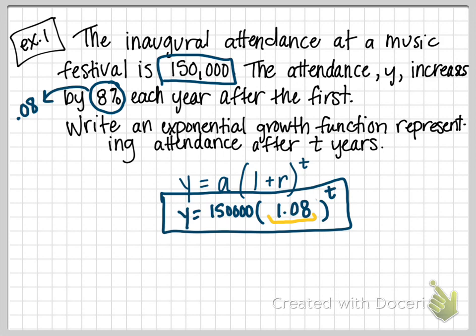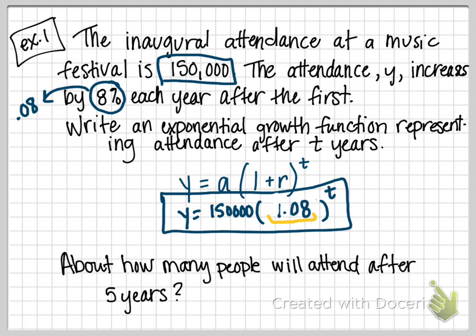All right. So now let's do the second part of this where they actually give us a time. About how many people will attend after 5 years? Well, now we have a t, right? Now we have a number that we could plug in for t. So, yeah, 5. We'd say y equals 150,000 times 1.08 to the 5th power, right? Because now we can plug in 5 for t.